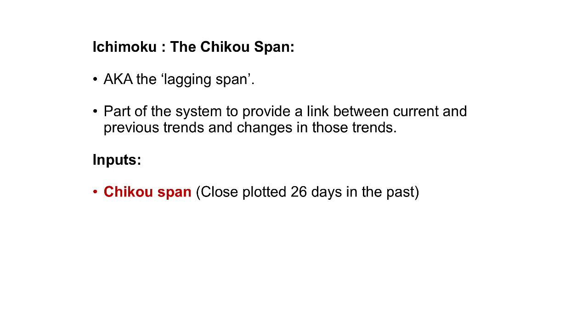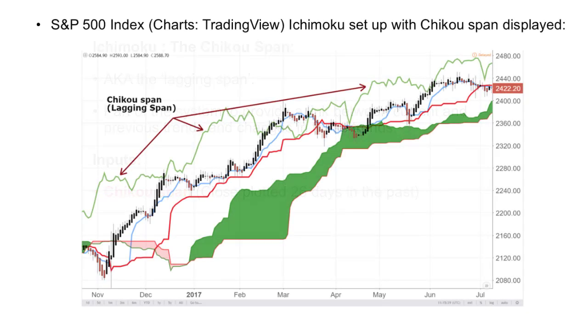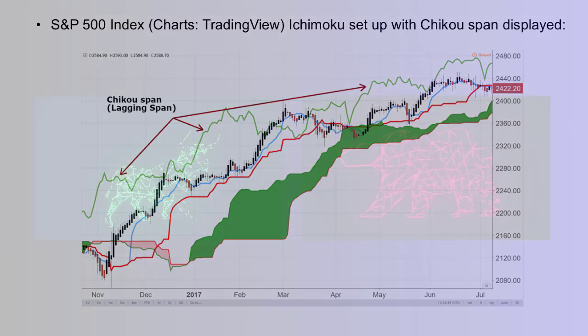It provides a link between the current and the previous trends and changes in those trends. Notice Chikou span is the close plotted 26 days in the past. And here again on the S&P 500 chart, you can start to see the components building up. We've got our cloud on there. We've got our conversion and baselines on there. Now we've got that green line right at the top there, the Chikou span, aka the lagging span.